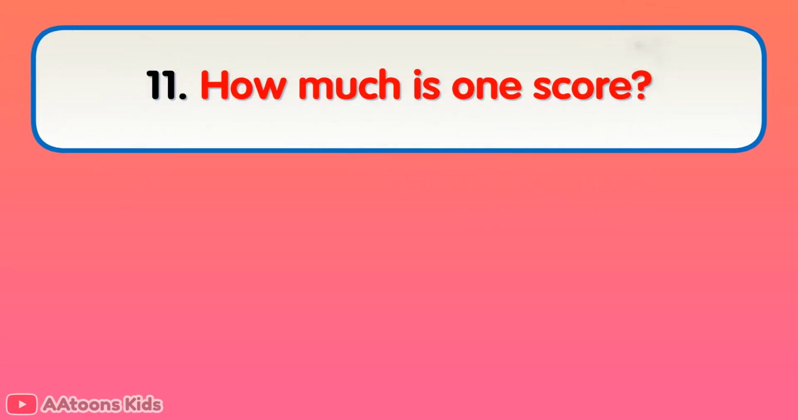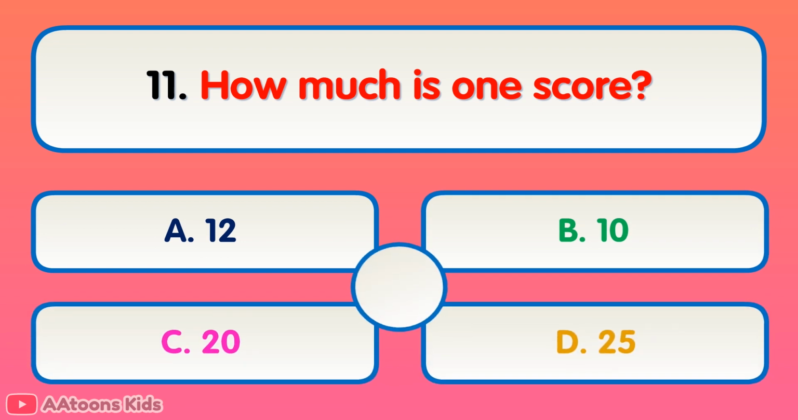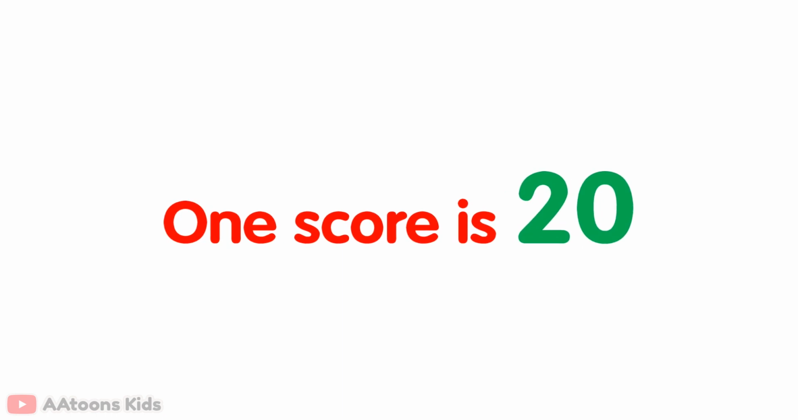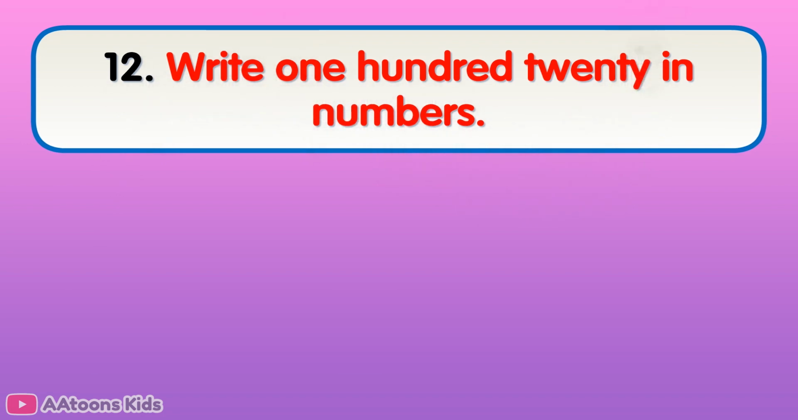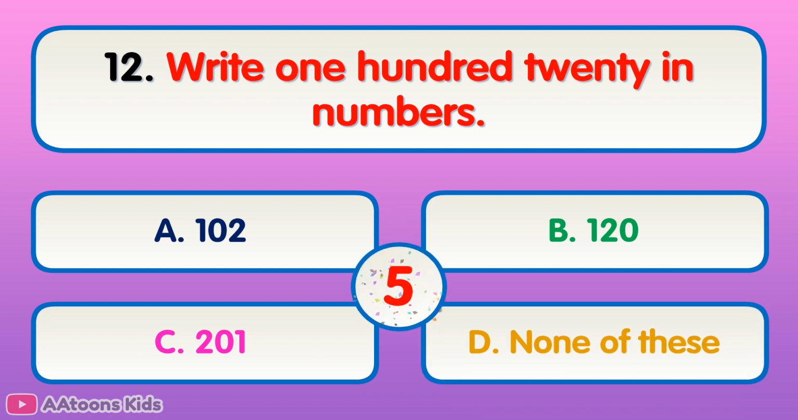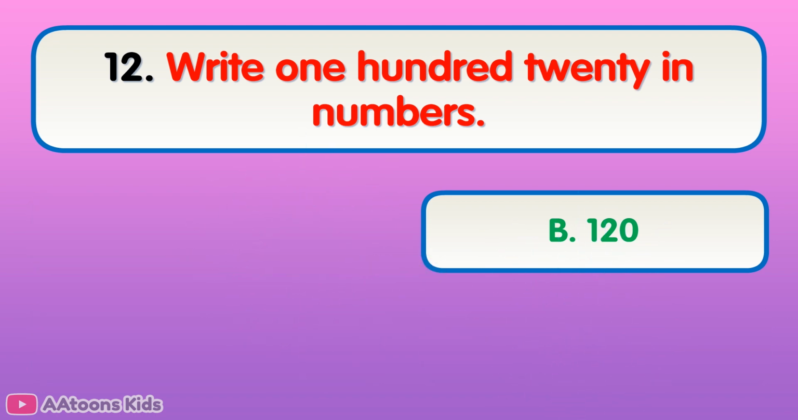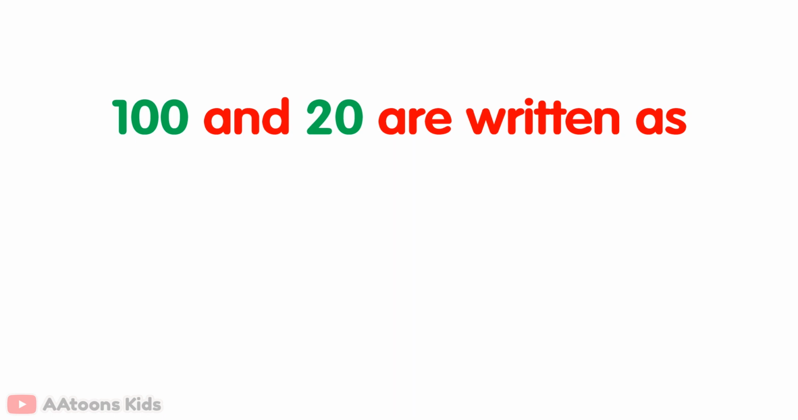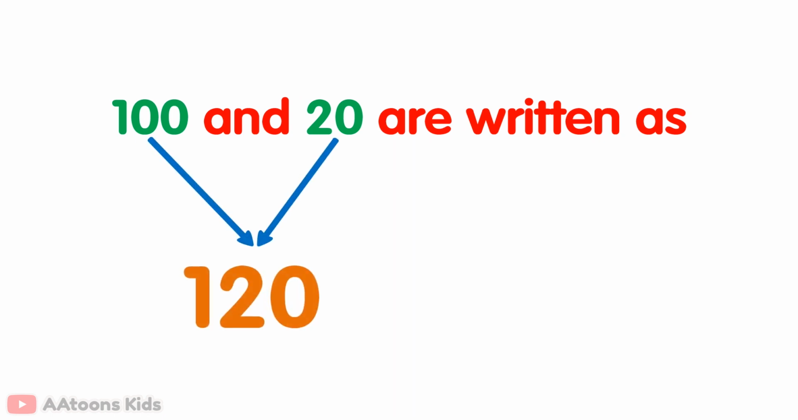98. How much is 1 score? 20. 1 score is 20. Write 120 in numbers. One hundred and twenty is written as 120.